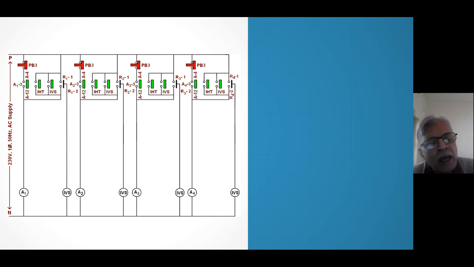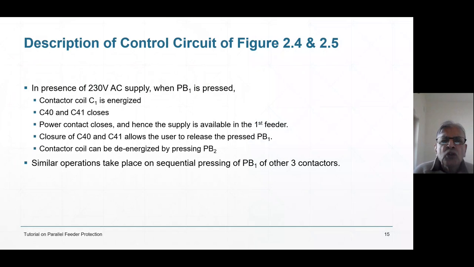IVS will operate in a time delayed way. That means if the fault current is low, the time of operation will be delayed. But if there is an instantaneous operation, then IHT will operate and that will give the trip signal instantaneously. This is how the whole circuit behaves. This is how a simple thing, a parallel feeder, which we are seeing in the field and which people are going to see in the field, I am making the students understand in my experimental class.